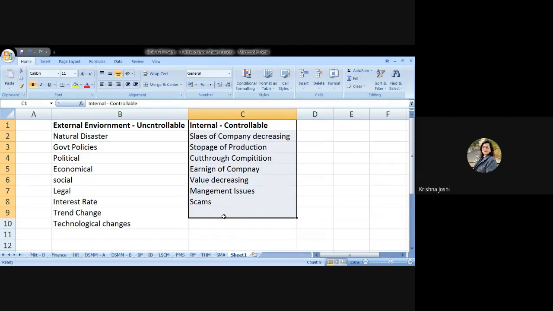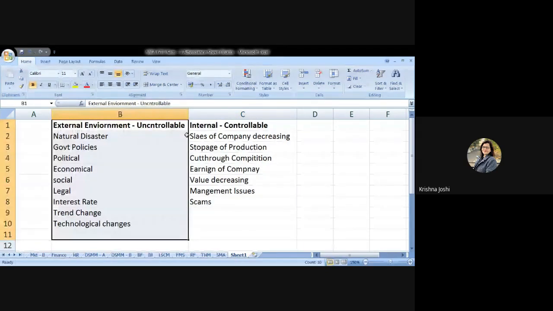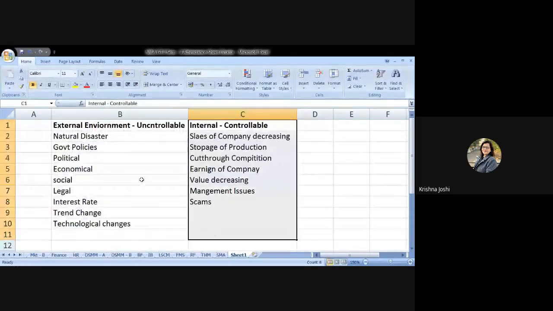Any idea what I will do? If I know that this risk may happen because of some uncontrollable situation, and this may happen because of some controllable situation, what should I do? What, Ma'am, should I do?